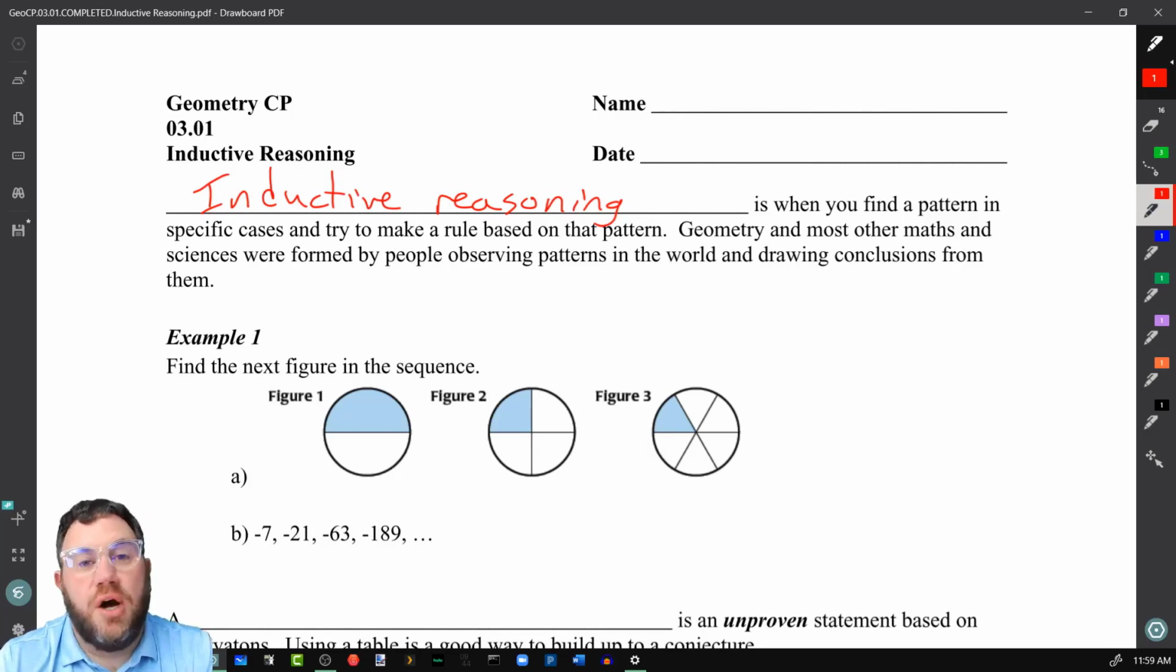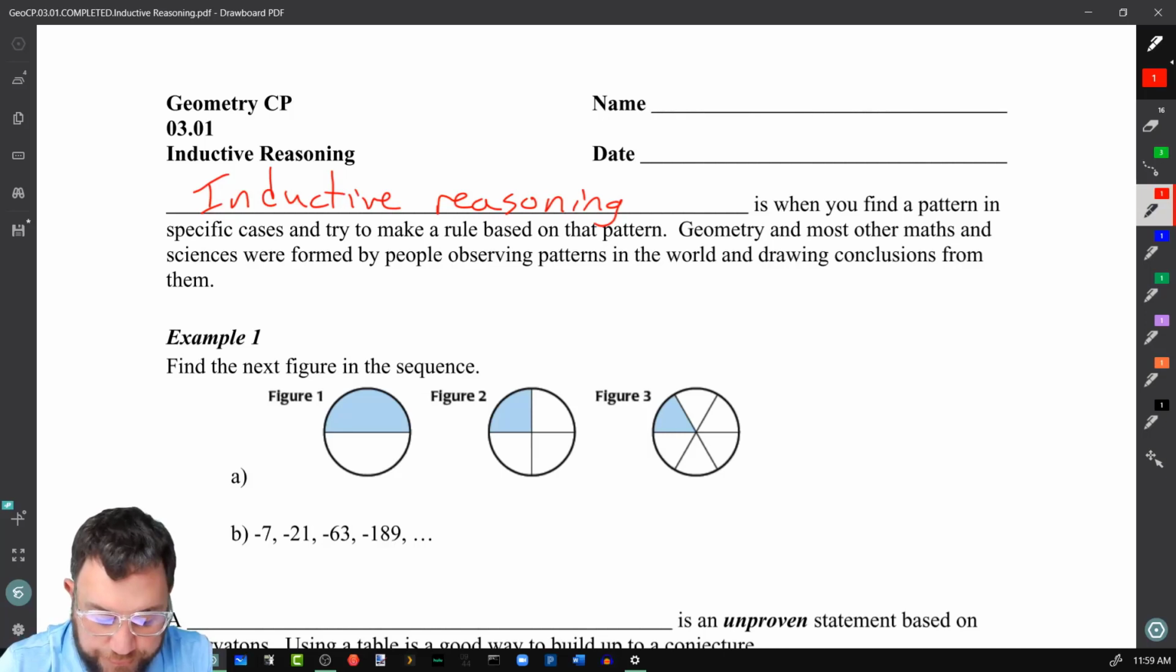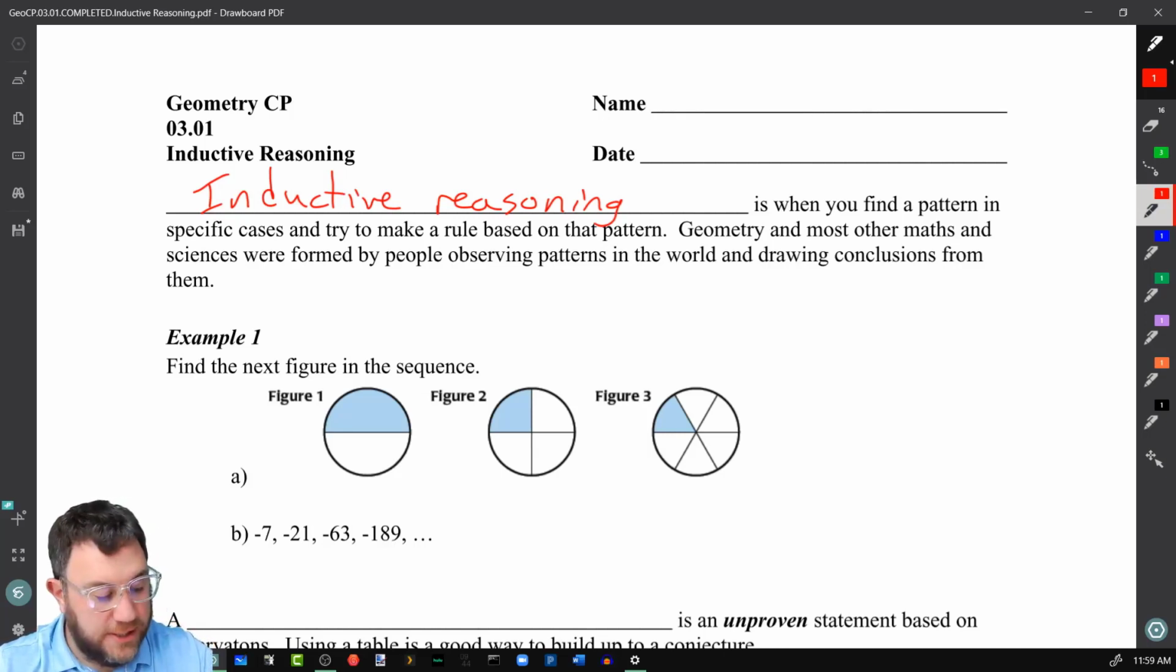Geometry and really all of math and all of science is all about, or started with, recognizing patterns that people saw. So they recognized the patterns, they realized this happens over and over again, and so then they were able to come up with rules or guidelines based on those patterns. So that's where all of this stuff came from. So that's why it's very important that we go over it now.